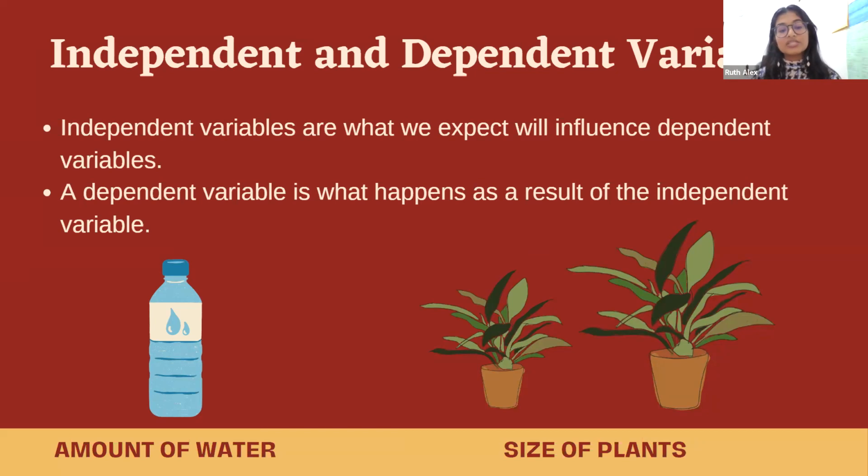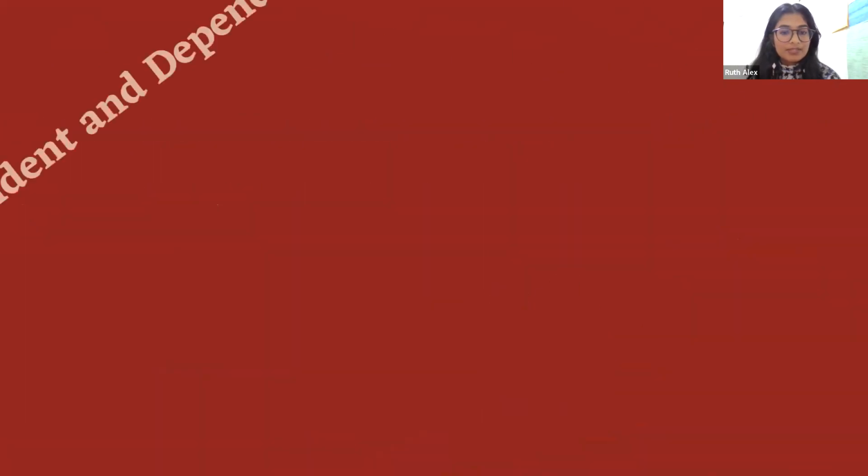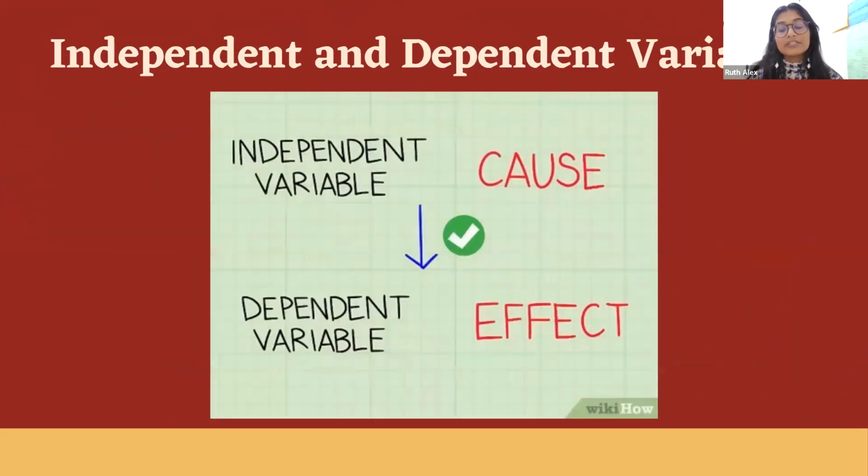So the thing that I'm changing here is the amount of water. So that is my independent variable. And the size of the plant depends on the amount of water, so that's my dependent variable. A simple way to say it is the independent variable is the cause, or what you change or manipulate, and the dependent variable is the effect that happens because of that change.